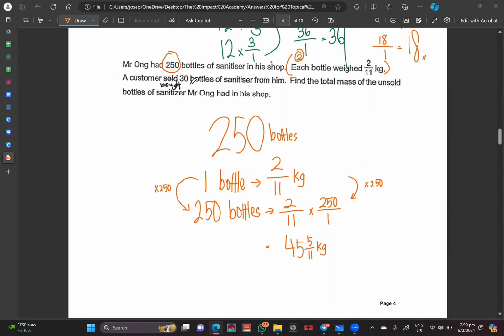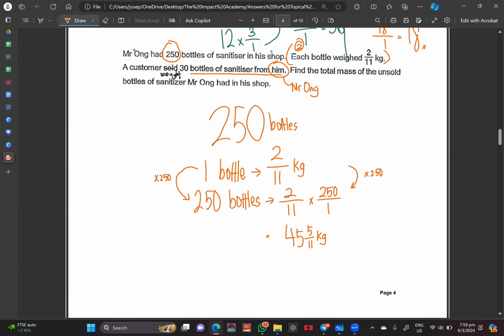A customer bought 30 bottles of sanitizers from who? From Mr. Ong. The "him" over here stands for Mr. Ong. You agree so far? Okay.